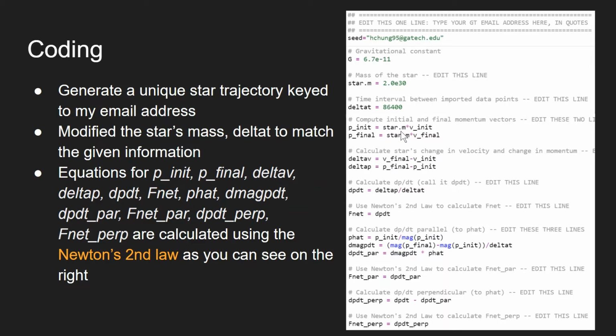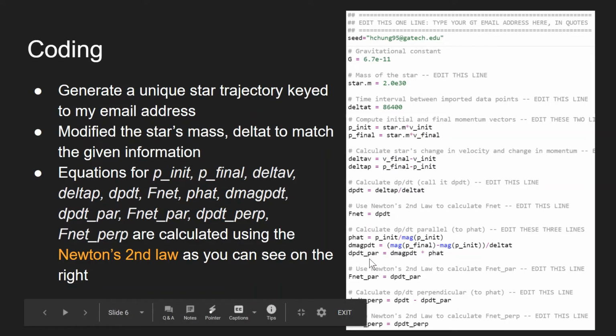P initial equals star's mass times velocity initial, P final equals star's mass times velocity final. Then delta V was V final minus V initial, delta P was P final minus P initial. dP over dt was delta P over delta T. F net equals delta P over delta T based on Newton's second law.